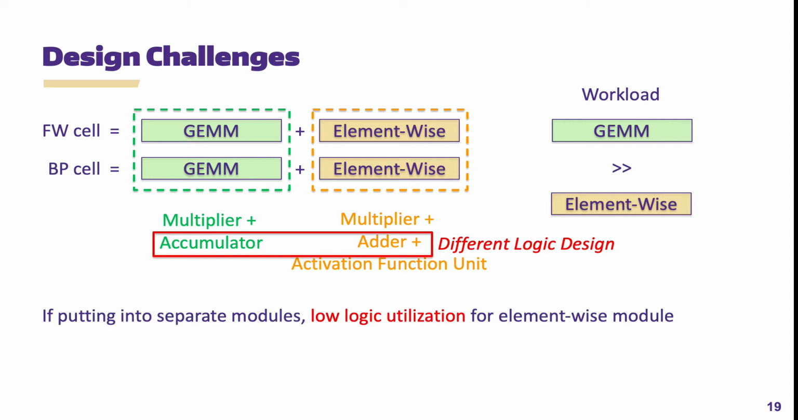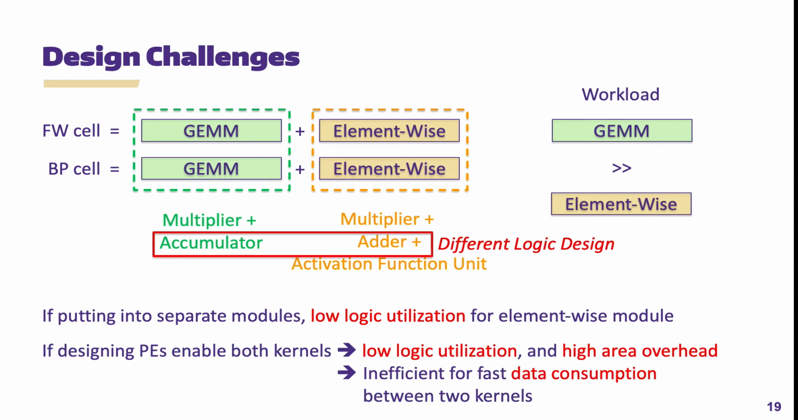So the problem is that if we put these two kernels into separate modules, which is actually popular for LSTM inference accelerator design, the module for the element-wise kernel will be idle most of the time. But if we conduct a naive design to put everything into the same PE set, then this PE design will be too complicated, a lot of logic will still be idle, and the design area is also large.